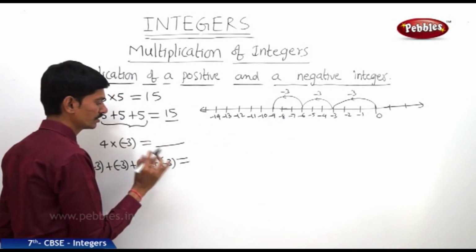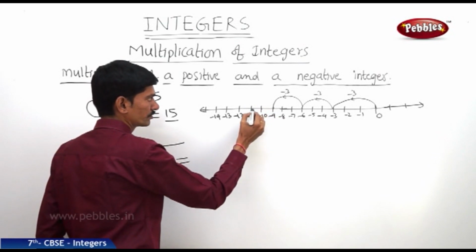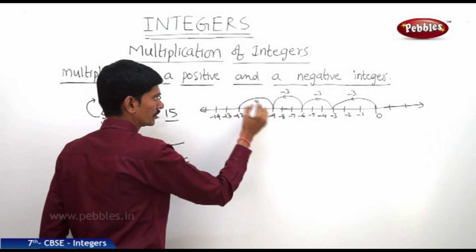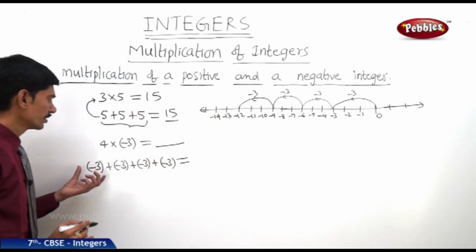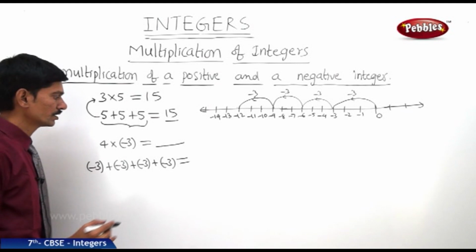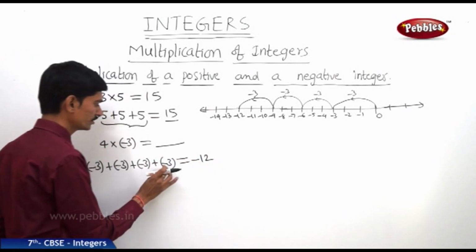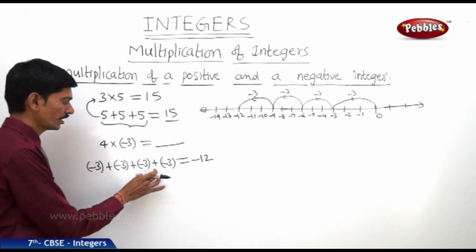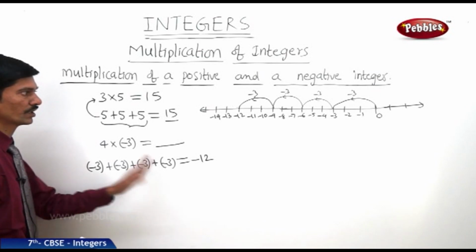And again minus 3 is there. So then minus 1, 2, 3. Then we reach minus 12. So here if 4 minus 3's are added, then we are getting minus 12. So minus 3, minus 3, minus 6, minus 6, minus 3, minus 9, minus 9, minus 3 is minus 12.